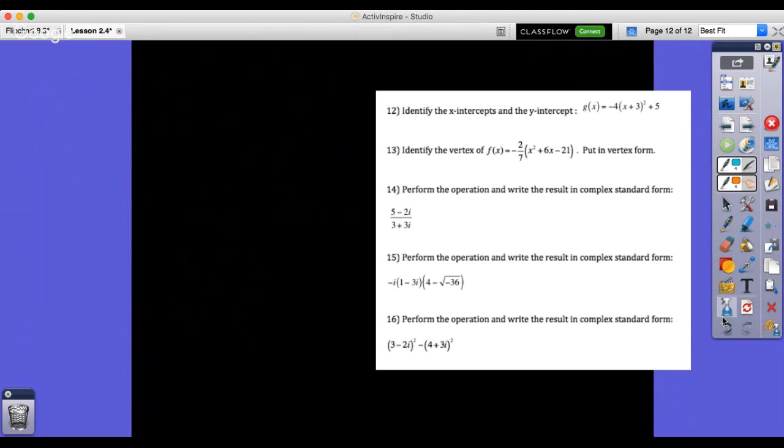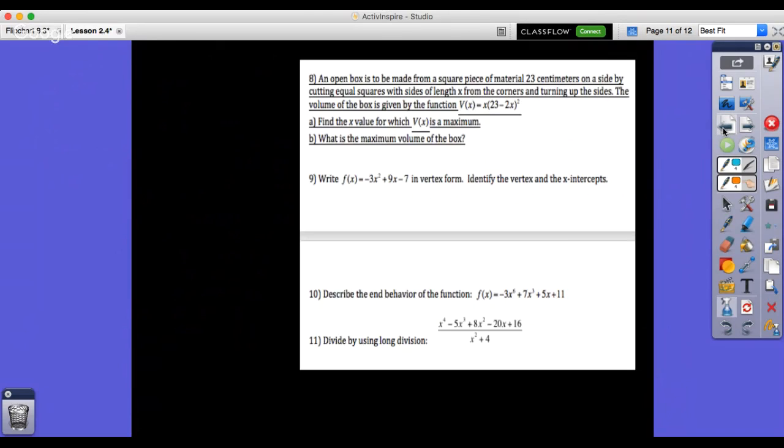Okay, and then can you just go over number 13? I have trouble with that one. Describe the end behavior of the following function. Is it this one? No, number 9 on yours. Wait, no, it's number 10 on yours. Cool. So there are two different things going on, right?